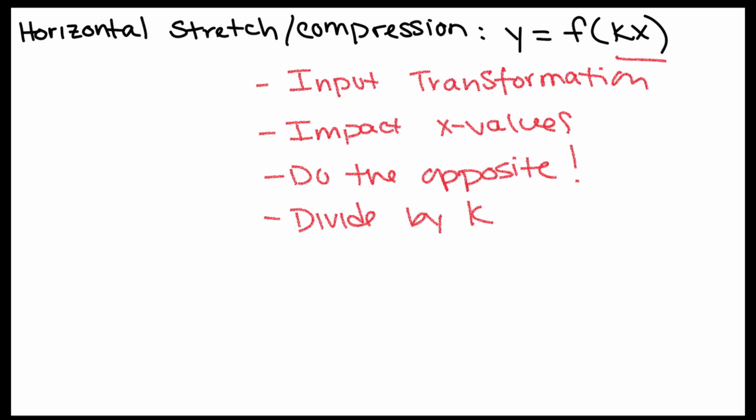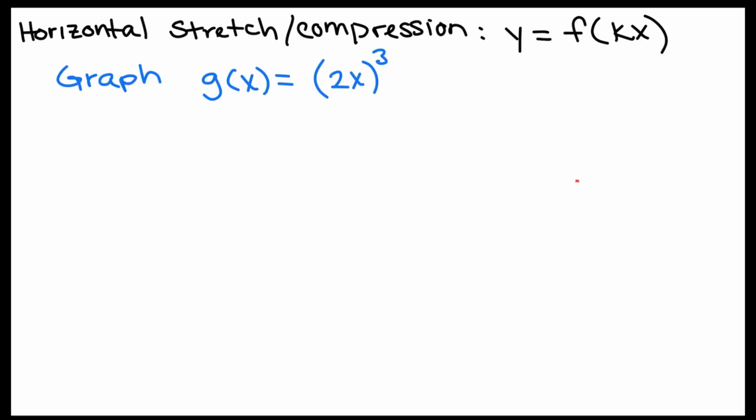What if our constant multiplier occurs inside the function, inside the parentheses, inside our square root? This is now going to be an input transformation. It's going to impact our x values. And once again, we are going to do the opposite of what it says. If we have k times x, we're going to take all our x values and divide them by k. Again, with input transformations, I kind of like to think about how would I solve for x? I would divide by k, and so that's exactly what I'm going to do to my graph.